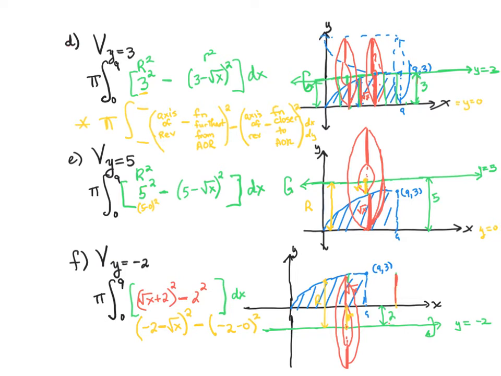Now, these two are the same. Why? Because if we take out a -1, -1 squared is 1. So these two are the exact same integrand. But that's a nice formula that will always work. But you cannot do this unless we sketch the area of the region and the axis of revolution to see which one is closer and which one's further away. So let's summarize on the next page.